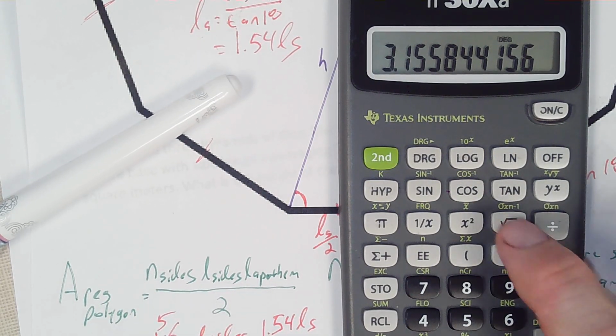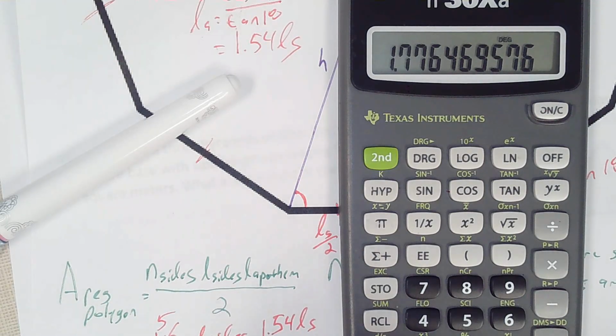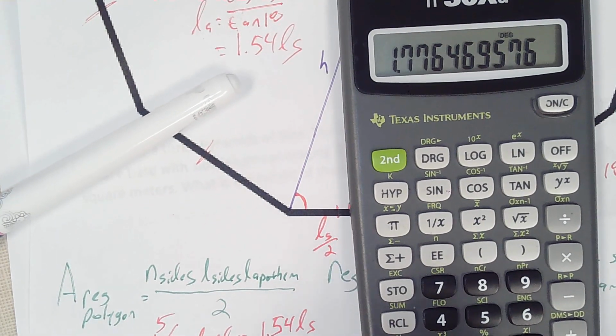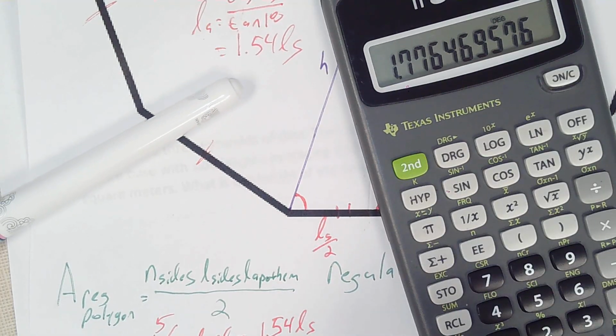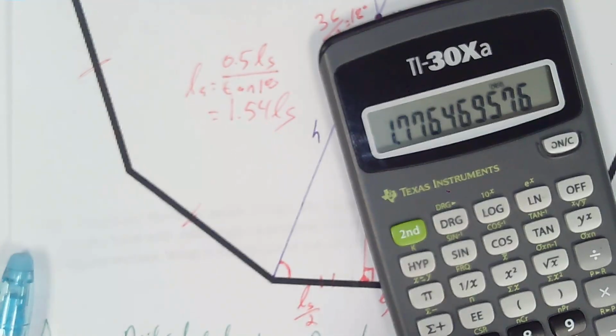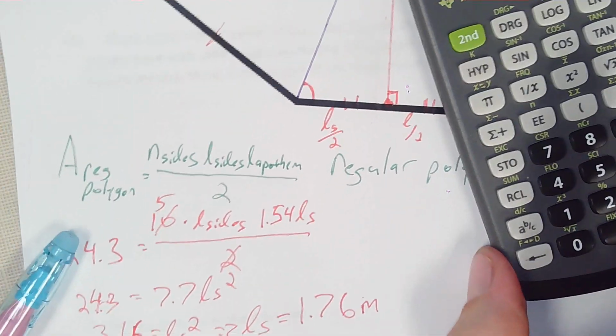Take the square root of that. So the length of the sides equals 1.76. I think this is meters. Yeah, meters. So that's how you figure that one out.